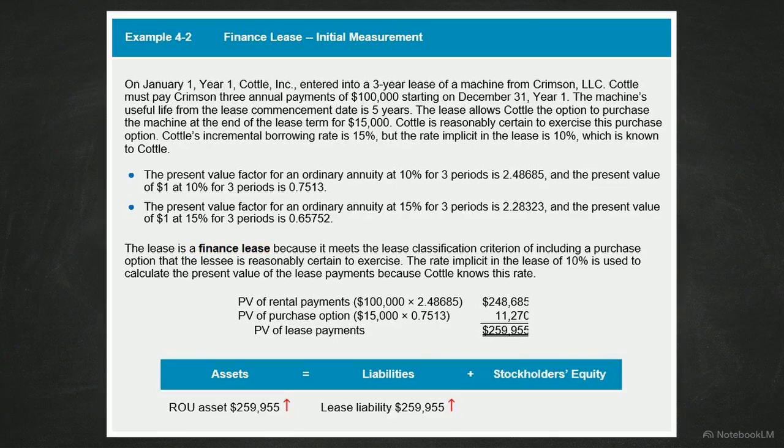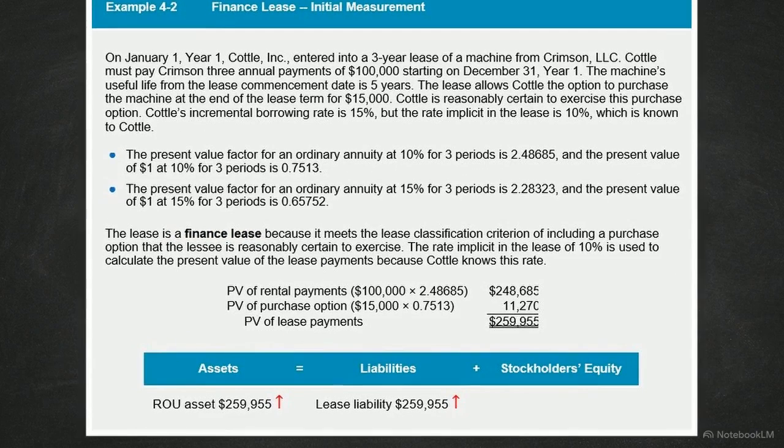We start the calculation by taking the present value of that $100,000 rental annuity. Discounting at the 10% implicit rate over 3 periods, the value is $248,685. We factor in the $15,000 purchase option. Discounting that single future payment back to today adds $11,270. If you sum the nominal cash payments, Caudill will eventually pay $315,000. But the present value engine discounts that total down to a bedrock initial measurement of $259,955.